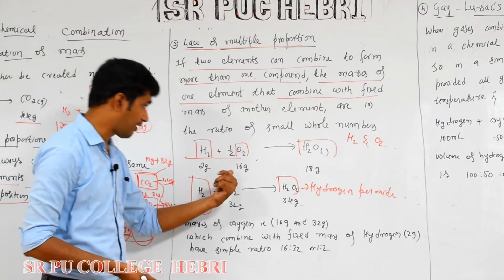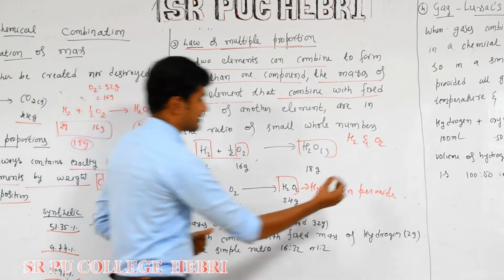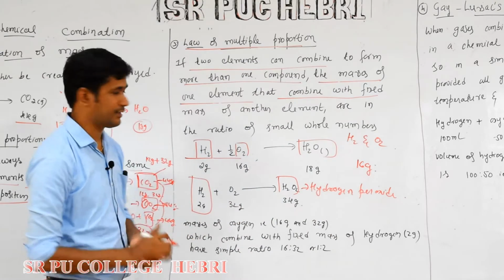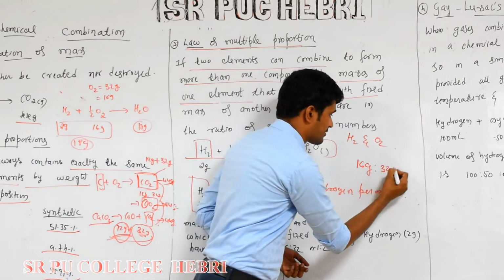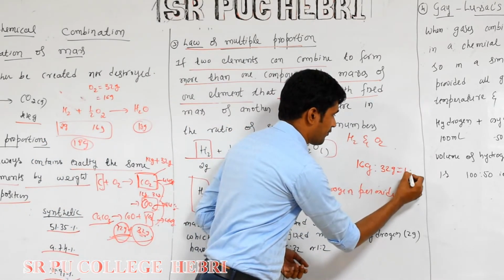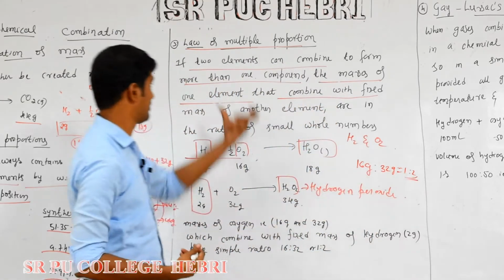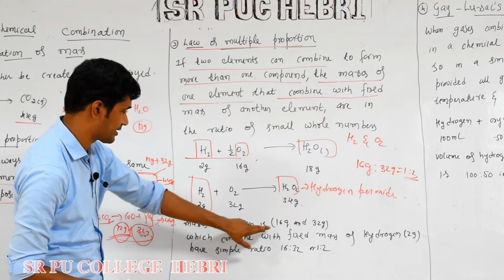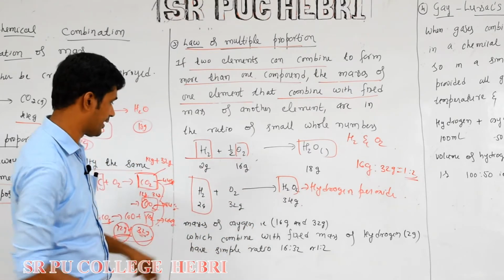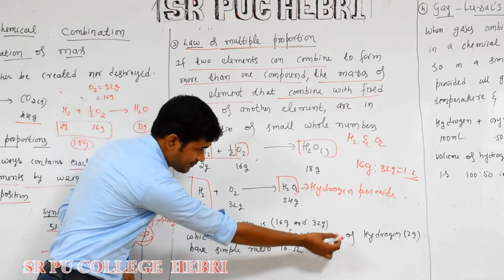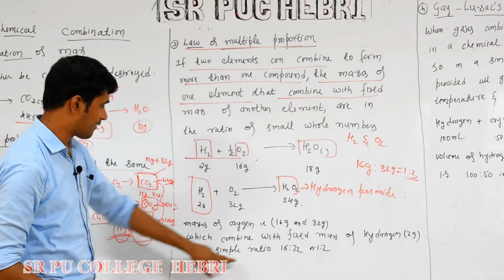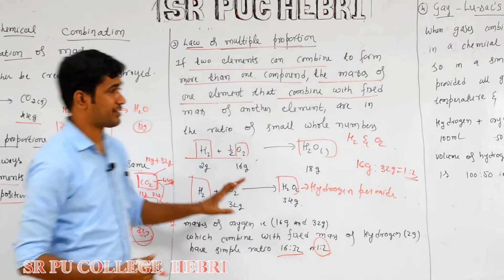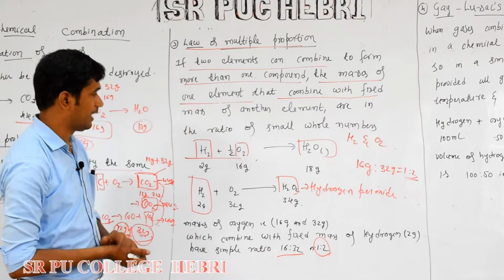So what is the mass of oxygen in the first reaction? That is 16 gram. What is the mass of oxygen in the second reaction? That is 32 gram. So what is the simple ratio? That is equal to 1:2. So this is the law of multiple proportion. Here it is given that the masses of oxygen, 16 gram and 32 gram, which combine with the fixed mass of hydrogen have a simple ratio 16:32 or 1:2. So this is the law of multiple proportion.